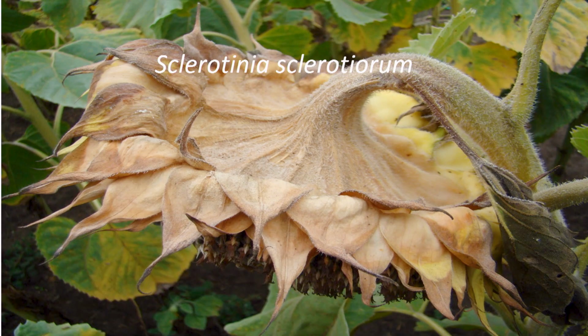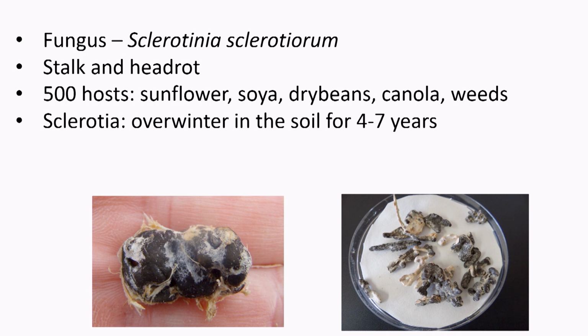So now we're going to talk about sclerotinia. Now sclerotinia is a big problem for South Africa. It is caused by a fungus, Sclerotinia sclerotiorum. It causes head and stalk rot. In other countries, the stalk rot is a major concern, but for South Africa, it is mainly the head rot that we struggle with. So in this presentation, I will mainly focus on head rot.